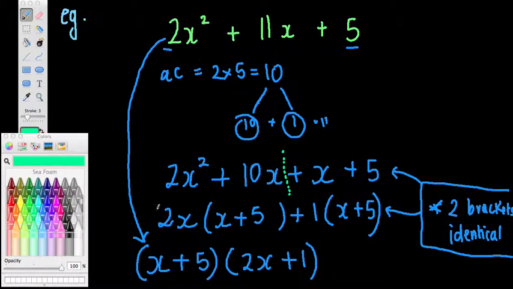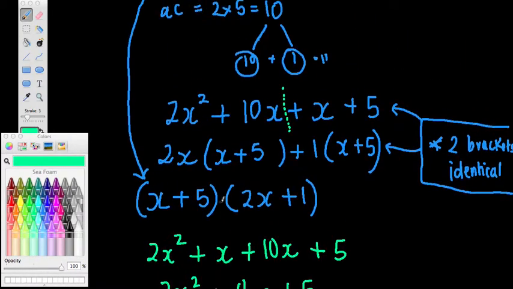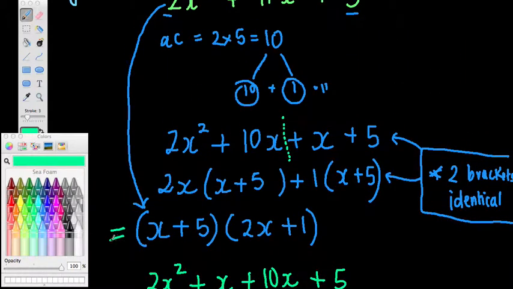So we've factorized, then we've expanded to check our answer. But really, if we've been asked to factorize, this is our answer here in the two brackets.